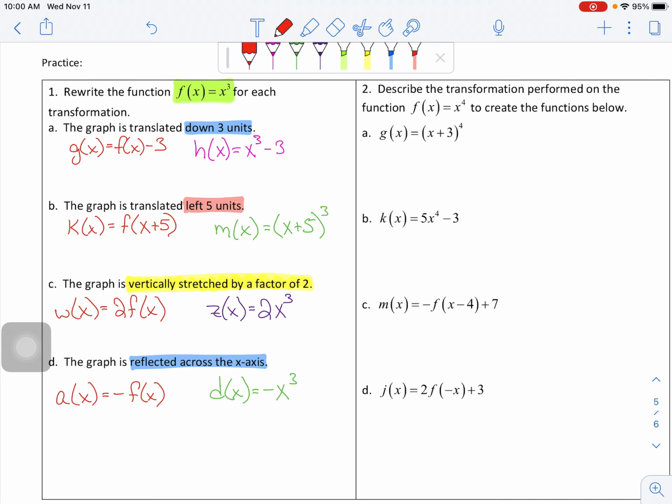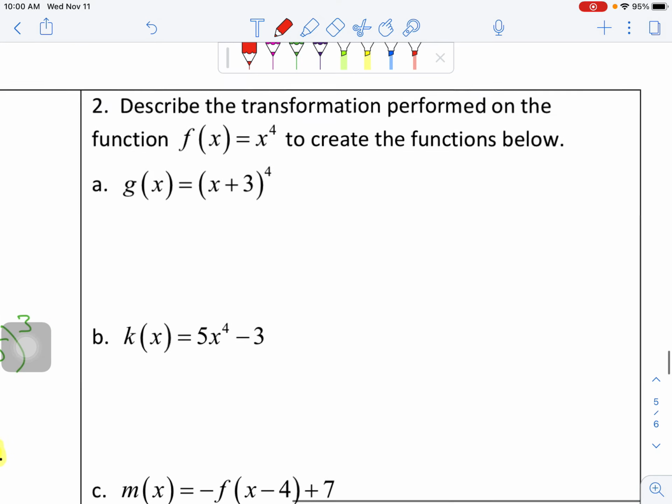All right, now question number 2. If your handwriting is awful, kind of like mine is, you might want to type this. I'm going to try and do this correctly, and so I'll write hopefully relatively neatly. Question number 2 says to describe the transformations performed in the function f of x is equal to x to the 4th to create the functions below.